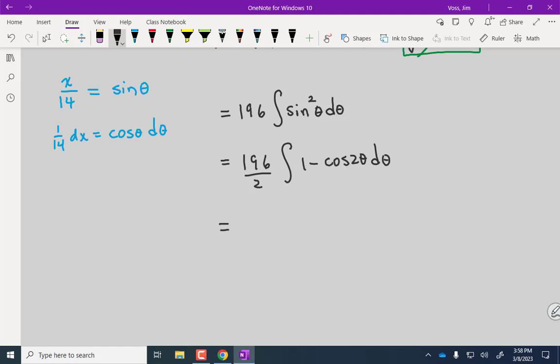Okay, what is 196 divided by 2? 98. Theta. 98. Integral of 1 is theta. Integral of cosine is sine.